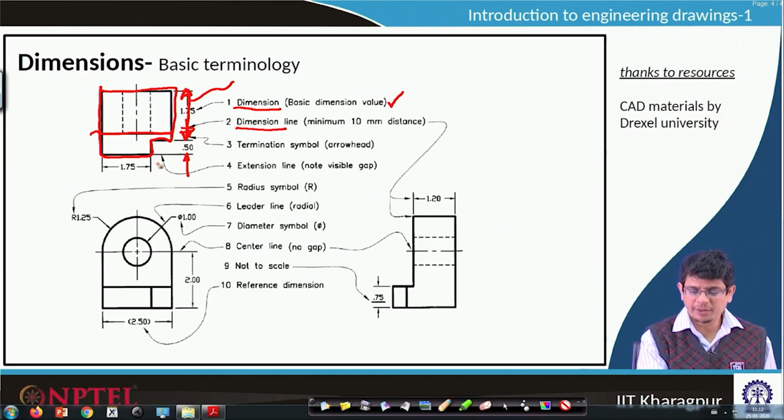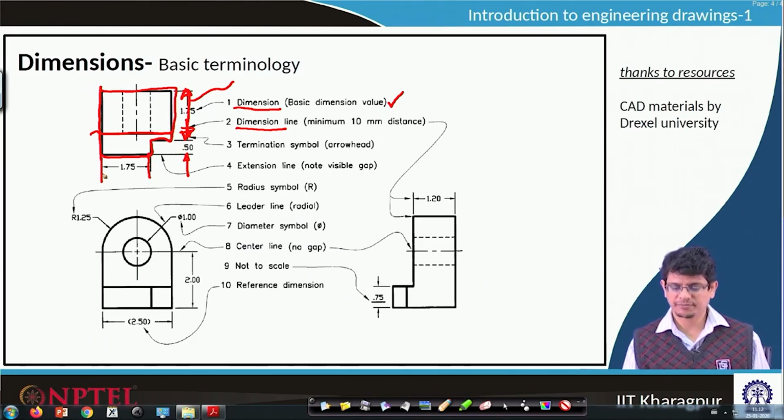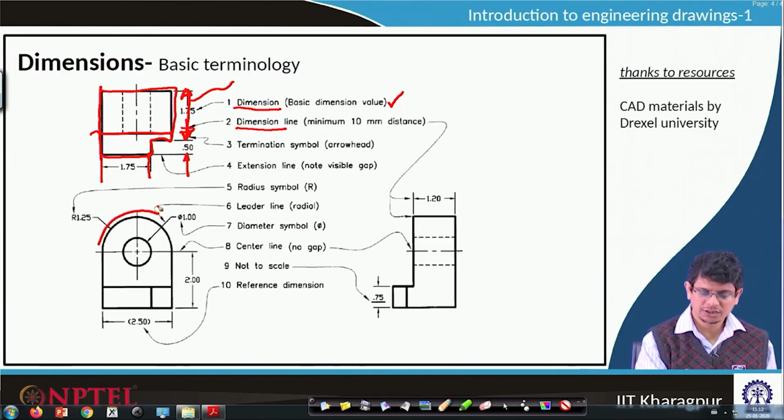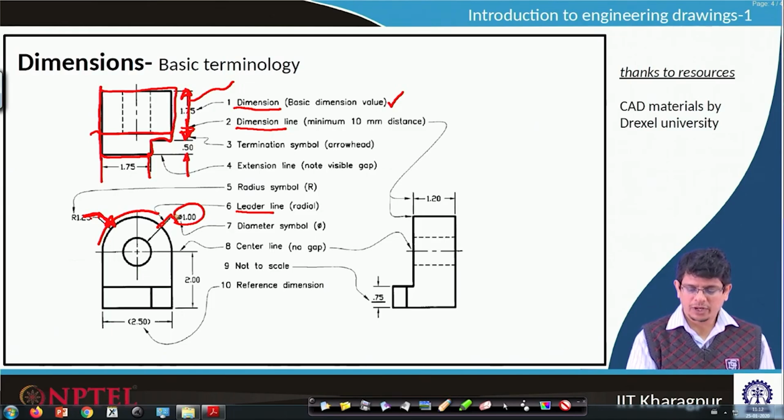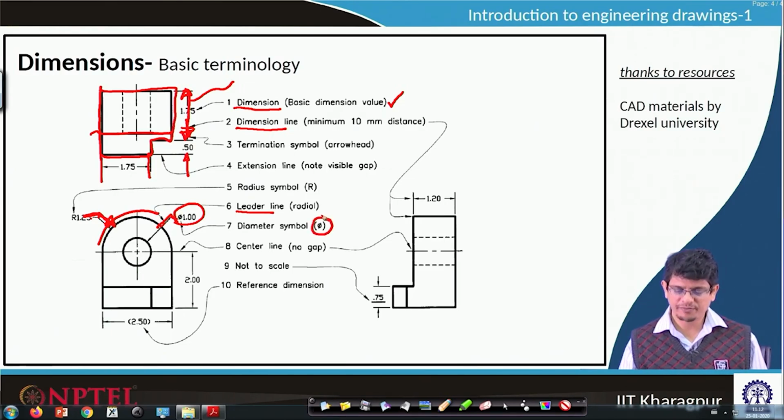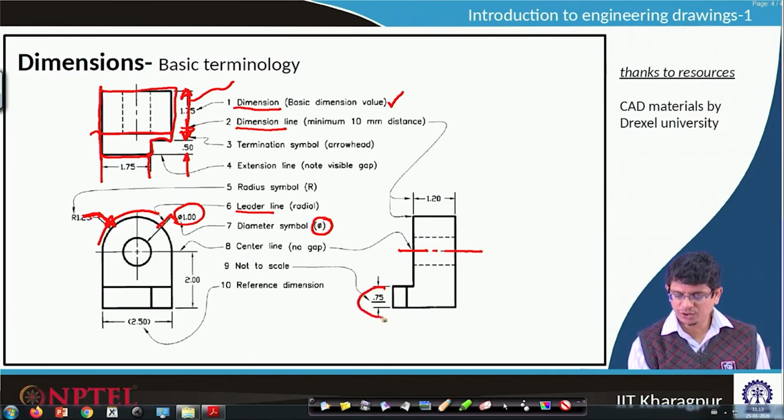To represent any dimensions, we require extension lines, and if there are any curves, we represent them by a radius line. The extension line for this radius, to represent something like diameter or radius, is what we call leader lines. For any diameters, we use the special symbol phi. To represent a center, we use center lines of long dash and small dash. If those are not up to scale, then usually we represent those dimensions with respect to any reference using reference dimensions within parentheses.